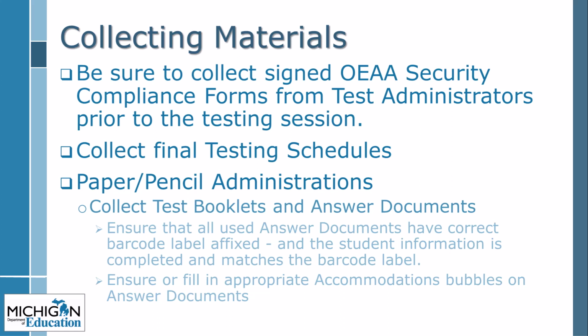For paper/pencil administrations, all test booklets and answer documents must be collected. Any used answer document must have the correct barcode label affixed, and any accommodations used need to be filled in on the answer document. Also be sure the student information is completed and matches the information on the barcode label. In the event the barcode label becomes damaged or falls off the document, the test administration manual includes detailed instructions for materials return.